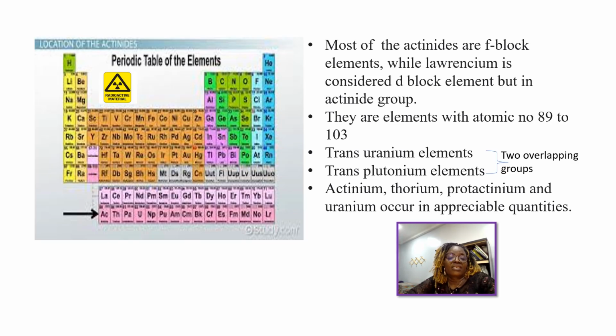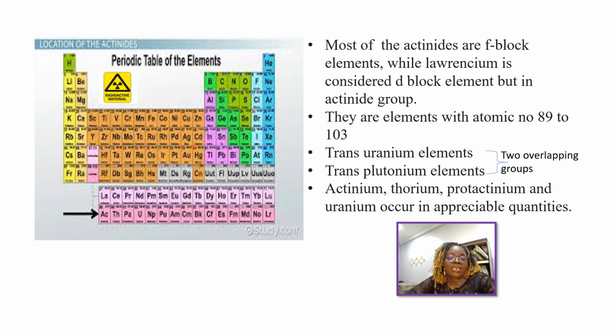Location of the actinides. In the periodic table, the actinides are located below the lanthanide group. They are elements with atomic number 89 to 103. Most of the actinides are F-block elements, while lawrencium is considered a D-block element, but in the actinide group.